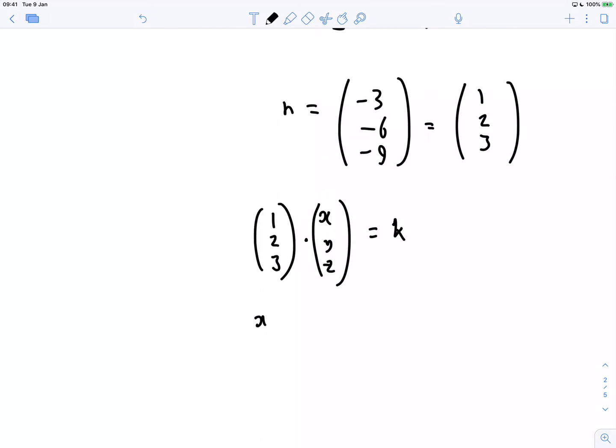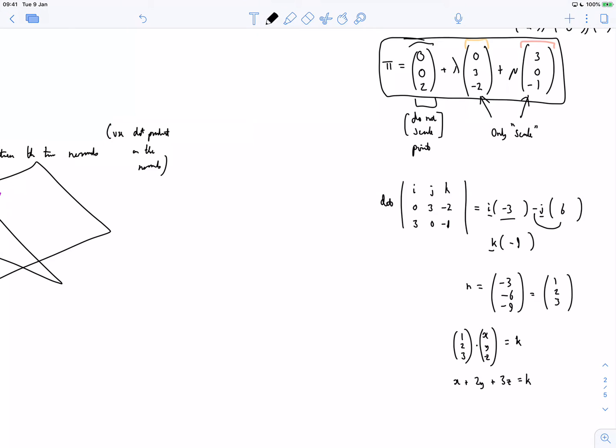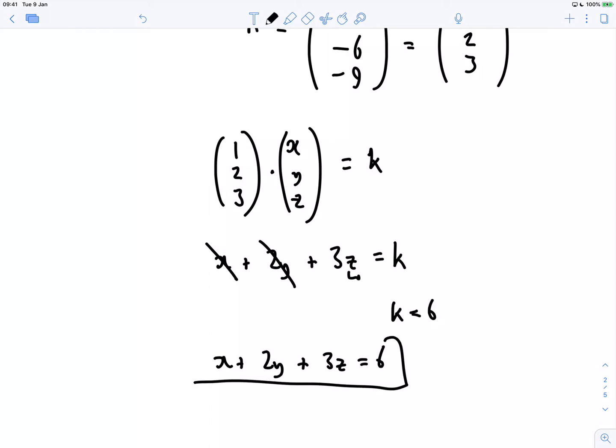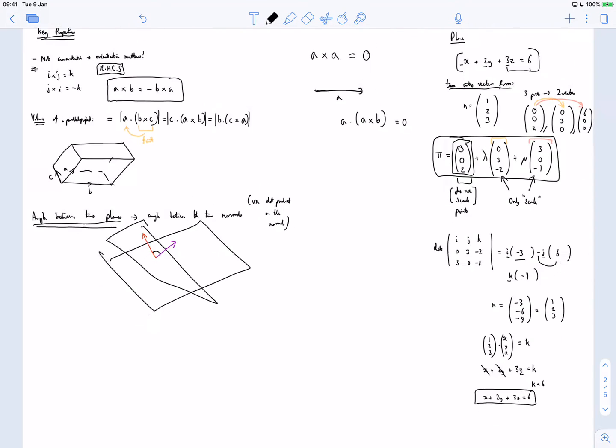And clearly that just means I've got x plus 2y plus 3z equals some constant. And all I need to do now is substitute in a point, and let's pick this one over here from the line, 0, 0, 2. So when x is 0, y is 0, and z is 2, then 3 lots of 2 means k equals 6. So that means I have x plus 2y plus 3z equals 6. And everyone's happy because that is exactly what we had up there.